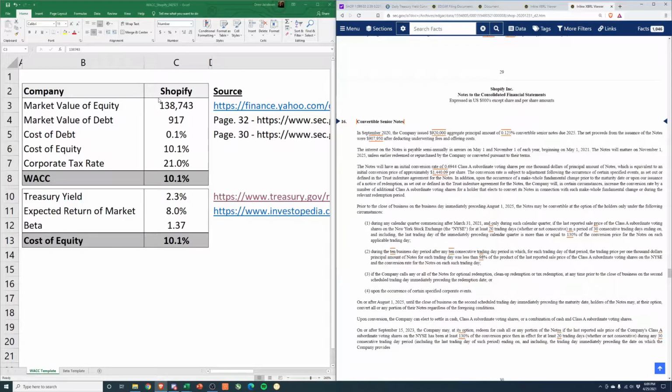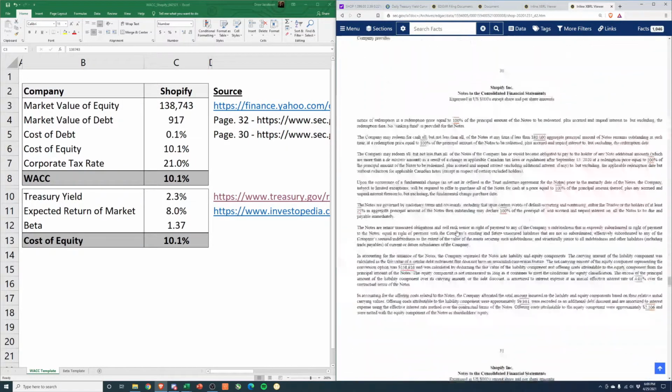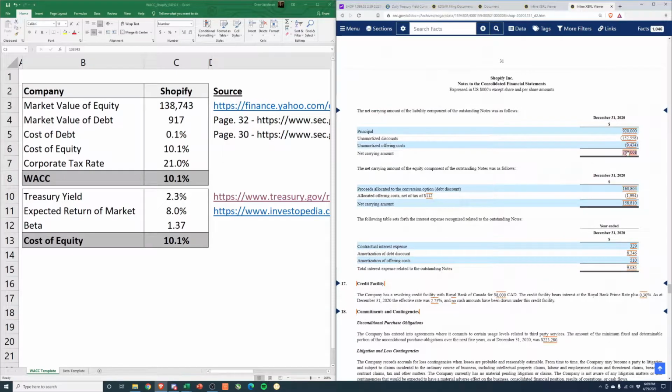So they'd be a $1.5 billion, your $150 billion company, something like that. So really wouldn't be too dilutive, but very attractive interest rate. And then they actually have a schedule here on page 32 that just shows the amount of outstanding debt. So I took the 758 and the 158. So that's 917. Cost of debt is that 0.125%. So pretty easy to get.